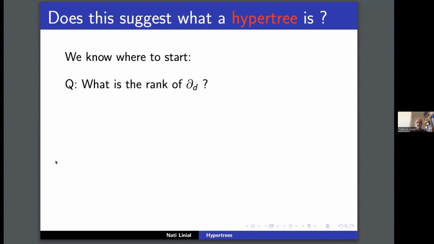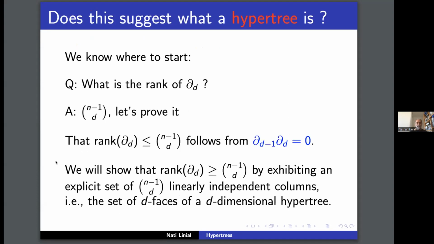Okay, so we want to develop an analogous theory. So we have to start by asking certain obvious questions. What is the rank of this matrix? Which, remember, in the graph was n-1. And the answer here is n-1 choose D, which is rather nice to see. If D equals 1, then we recover the notion that we had before, that in the graph case, the rank was n-1. Why is the rank exactly n-1 choose D?